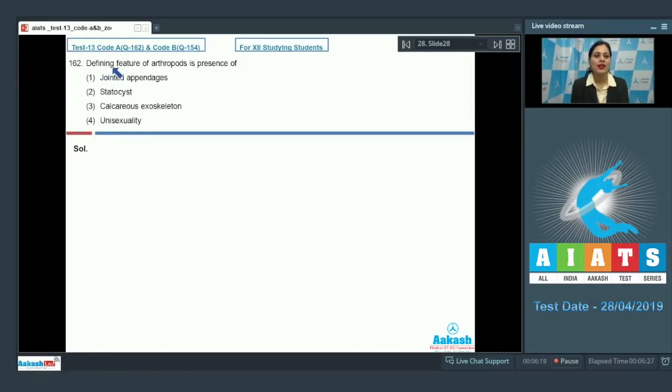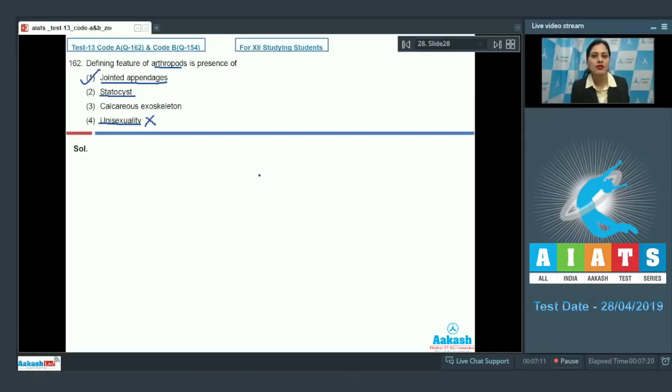Question number 162. Defining feature of arthropods is presence of, and the options are jointed appendages, statocyst, calcareous exoskeleton, and unisexuality. And the correct answer to this question is option number 1, jointed appendages, because arthropods have jointed appendages or outgrowths such as legs, antennae, and mouthparts. And these arthropods are unisexual or dioecious. But this unisexuality is not a defining feature of arthropods, so this cannot be a correct answer.